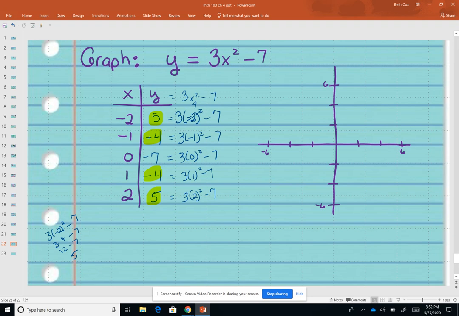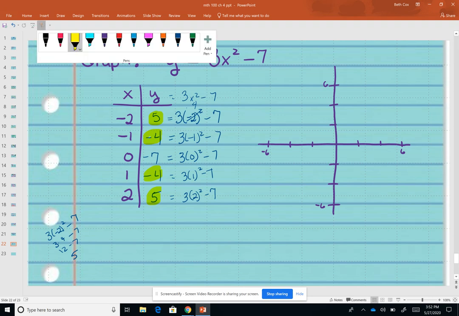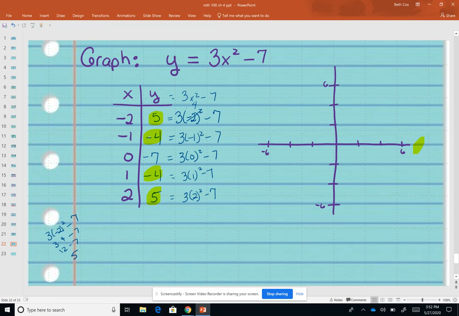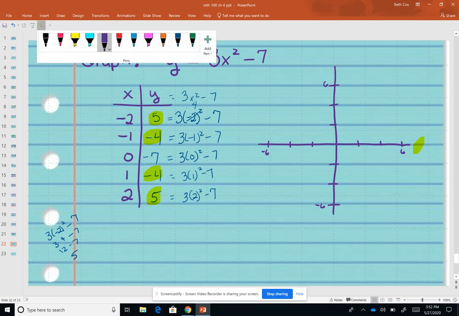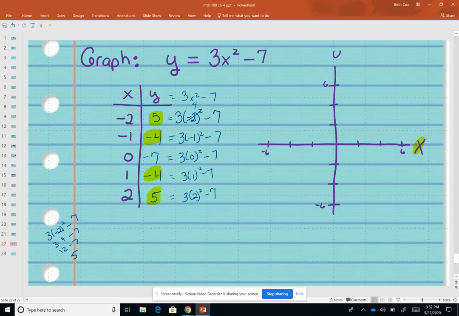Okay, so now these are points on my graph, and hopefully you remember that this is the x-axis over here, and this is the y-axis. And so when I do negative 2, 5, these are scaled by 2. When I do negative 2, 5, I'm going to do negative 2 on the x-axis and then a positive 5 on the y-axis. So that's right there because I'm scaled by 2's.